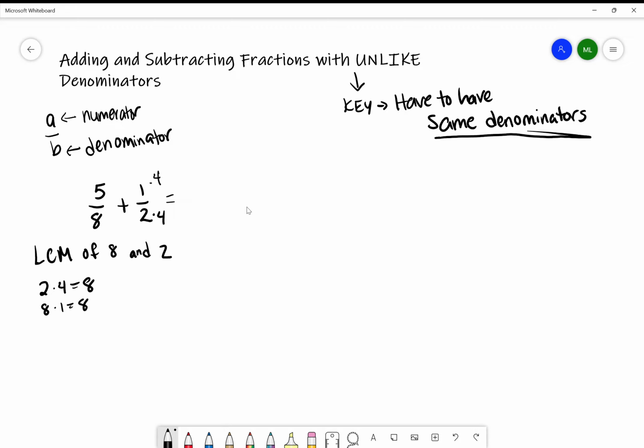Now my fraction becomes 5/8, which stays the same, we didn't touch that one. And then 1 times 4 is 4, 2 times 4 is 8. Now I have the same denominators, 8 and 8, and I would just add straight across. So it would be 5 plus 4 is 9, and that is over 8. Now this isn't your simplest answer because you have an improper fraction.